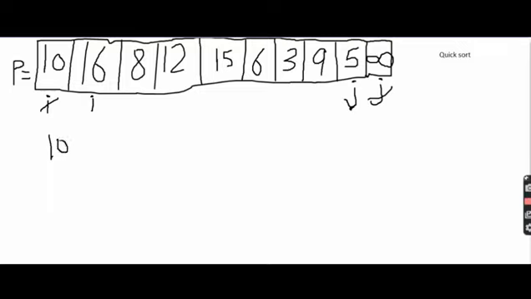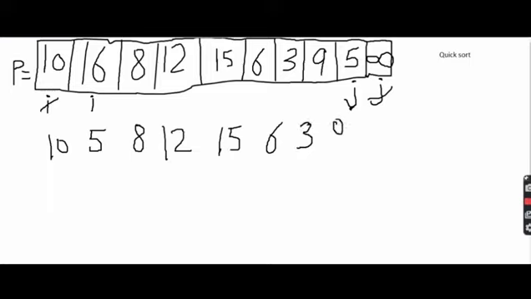Then our list will become 10, 5, 8, 12, 15, 6, 3, 9, and we swapped here the 5 with the 16. Okay, so no need to write the infinity again. So this is our J, right? And I is now here.